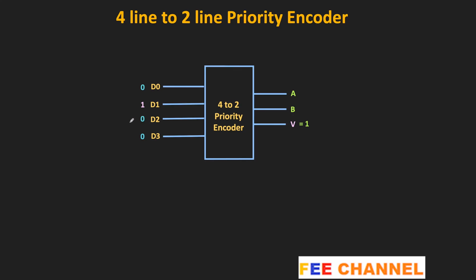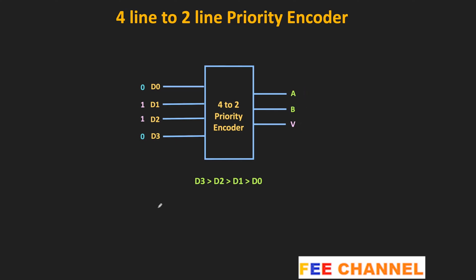Since it is the priority encoder, each input is assigned a priority. And typically, the input with the higher subscript has the higher priority. So in this case, D3 has the highest priority while D0 has the least priority. So when only one input is high, then much like the normal encoder, we will get the output corresponding to that input. For example, when only this D1 input is high, then the corresponding output is equal to 0, 1.